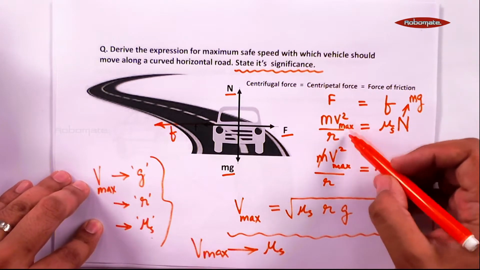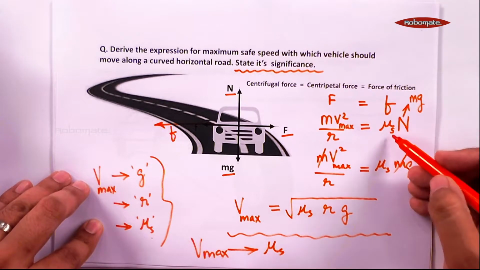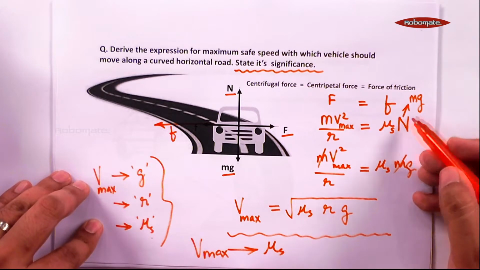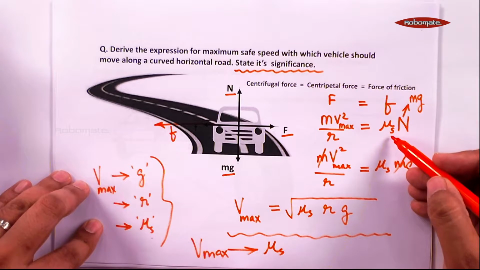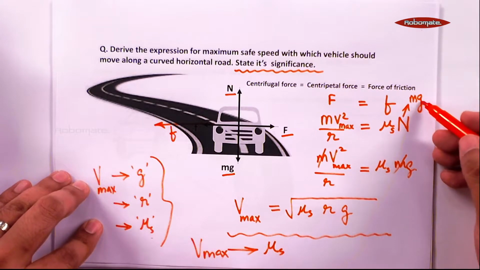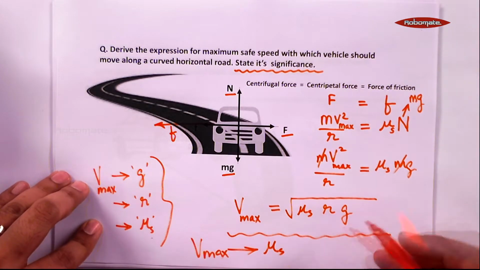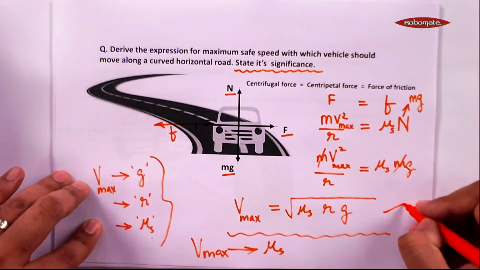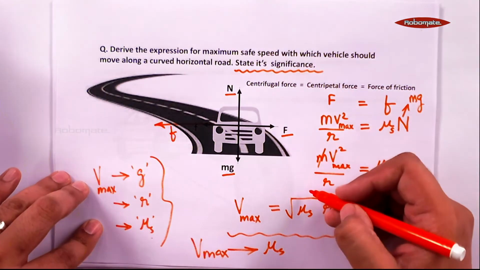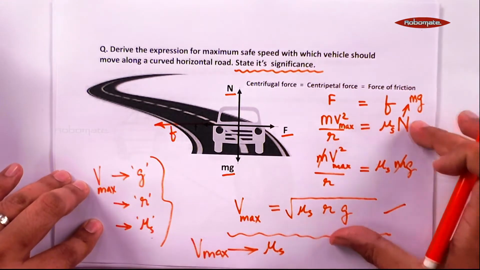So we read it as m Vmax square upon r. For friction, by definition, we represent it as mu s into N, where mu s is the limiting coefficient of friction. In place of N, we substitute mg. Cancelling m, we get the Vmax formula. And this is the derivation. Now please understand, I've written only this much, but this is the core part of the derivation.